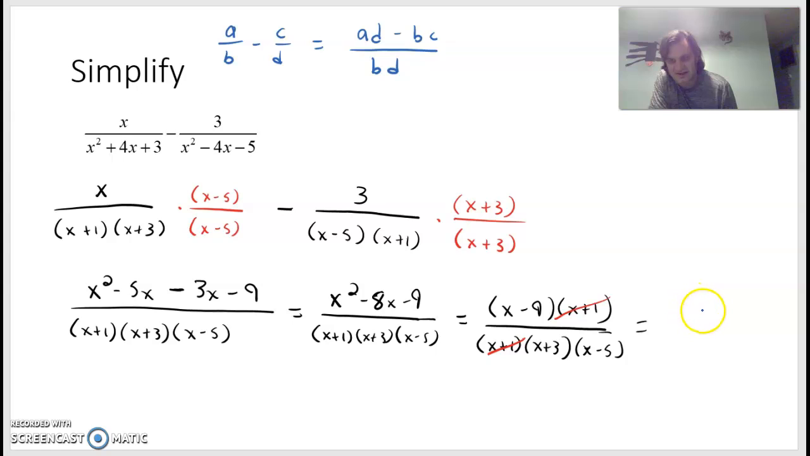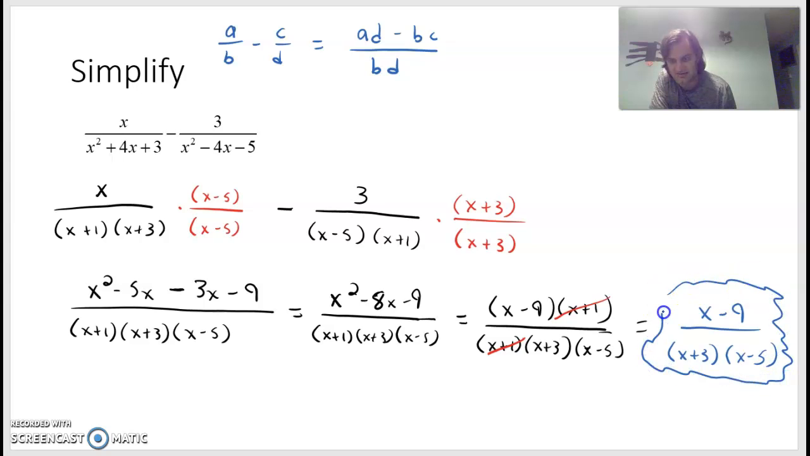So when that simplifies, my numerator is x minus 9 all over denominator x plus 3 times x minus 5. So now one fraction, no factors that will reduce. And if I leave it factored, then it's pretty obvious that it won't reduce anymore.